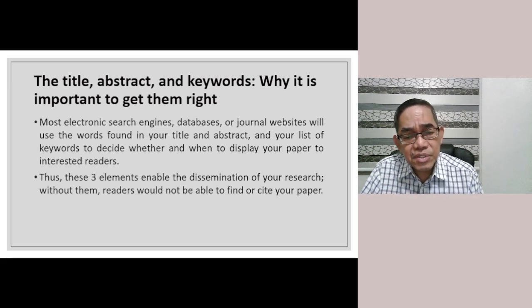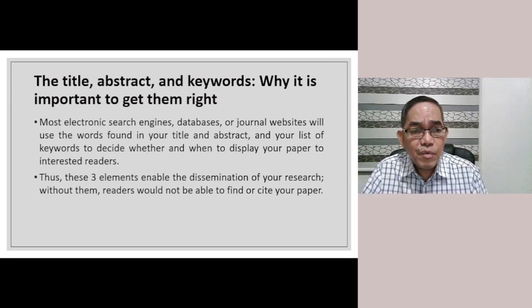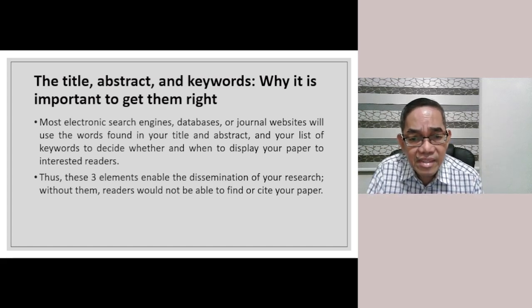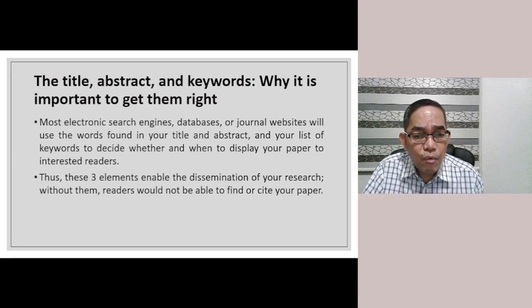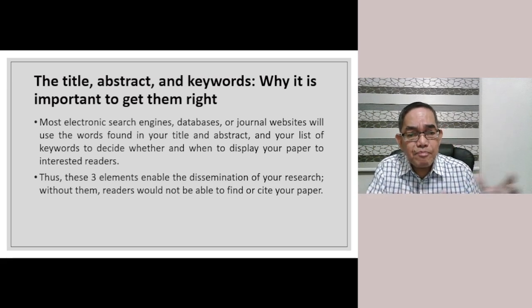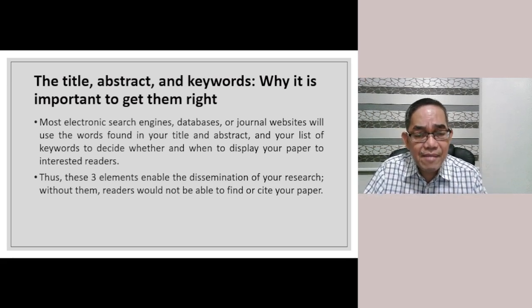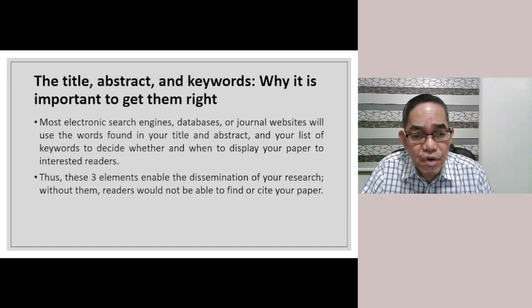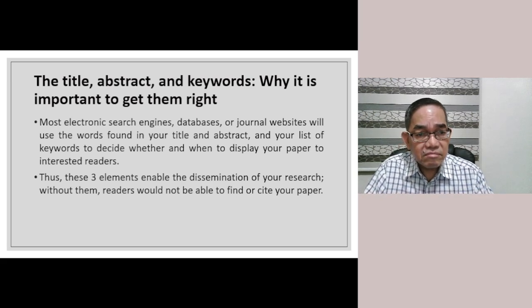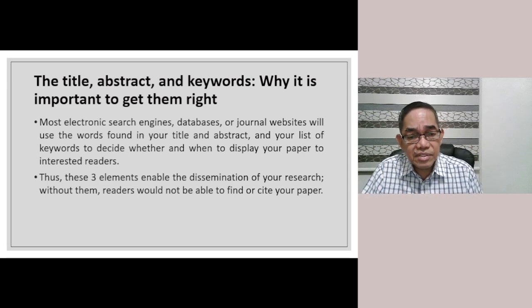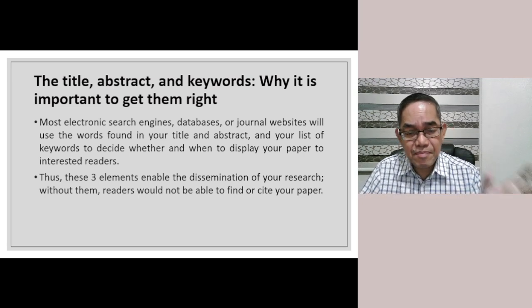Most electronic search engines, databases, and journal websites will use the words found in your title and abstract and your list of keywords to decide whether and when to display your paper to interested readers. And therefore, these three elements enable the dissemination of your research. Without a good title, abstract, and keywords, readers would not be able to find or cite your paper.